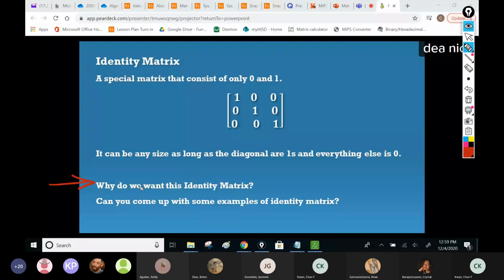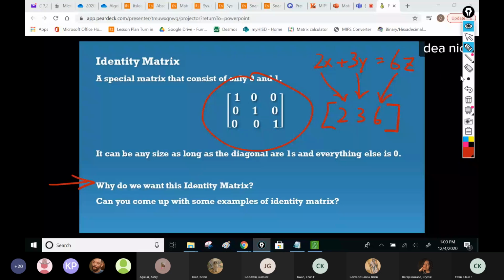All right, why do we want this identity matrix? If you still remember, we got the matrix from equations, right? When we first started talking about matrices, you look at a system of equations, something like this. I'm just going to make something up. Then we pick the numbers out, the coefficients, and put a bracket around them, and that's your matrix. That's where the matrix comes from.